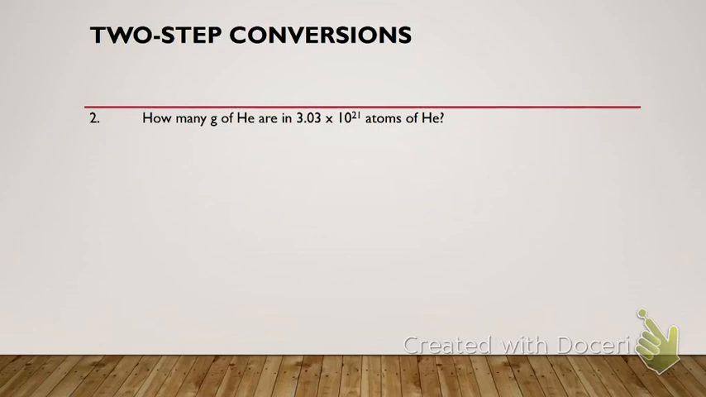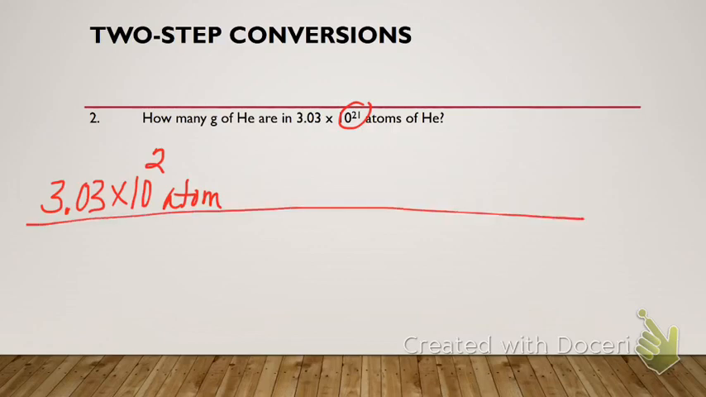How many grams of helium are in 3.03 times 10 to the 21 atoms? So again, we're going to ask ourselves before we even calculate this, what is the molar mass of helium, by the way? It's 4. So we have 21. So should we have much less than 4 grams? Yes, you should.